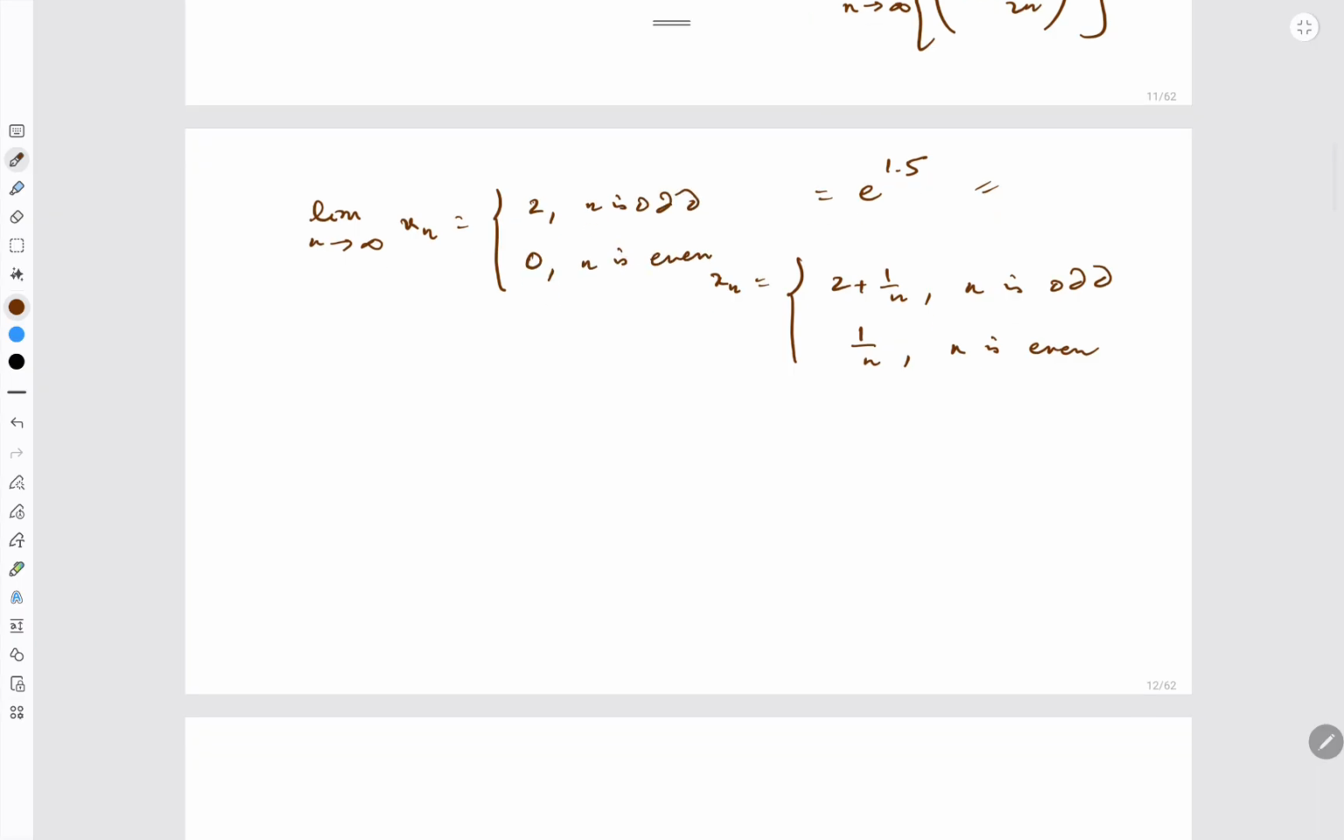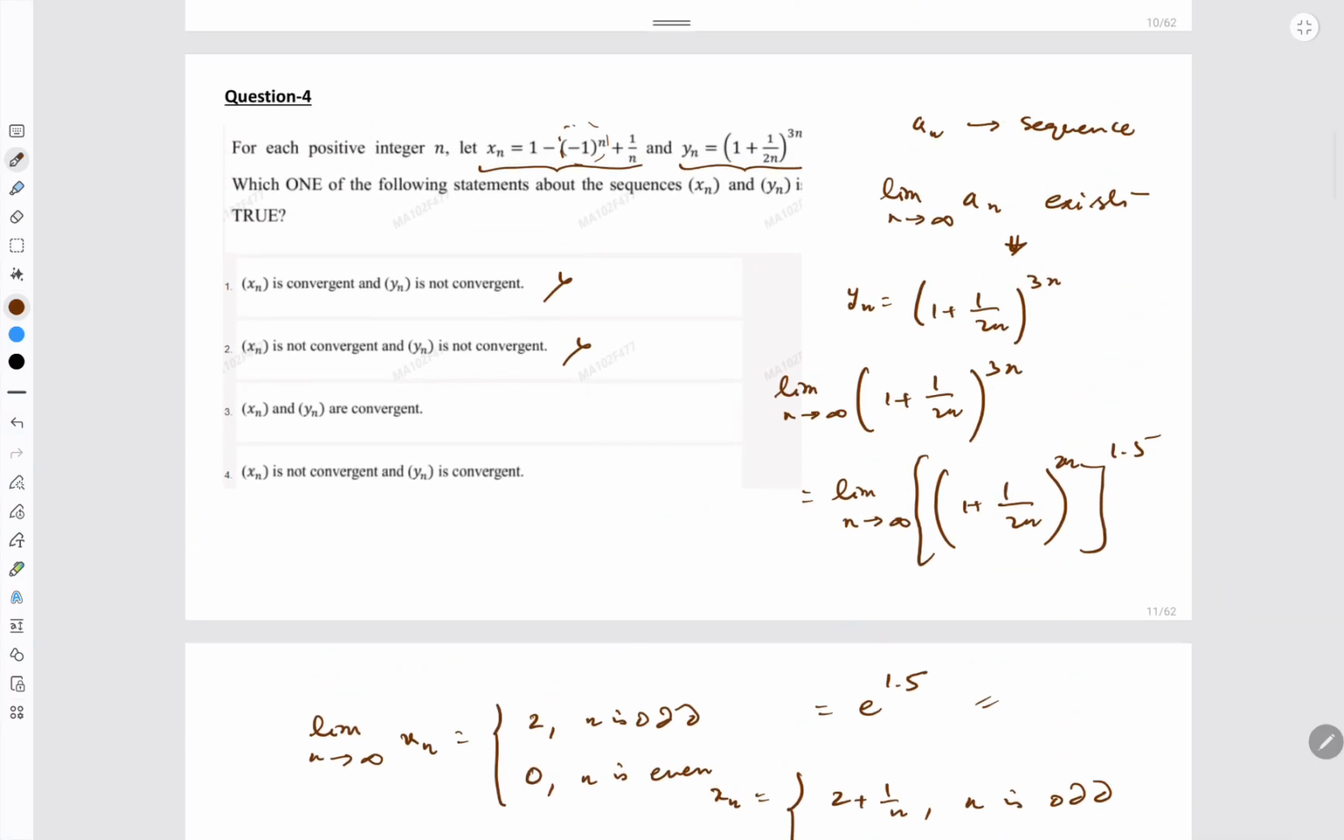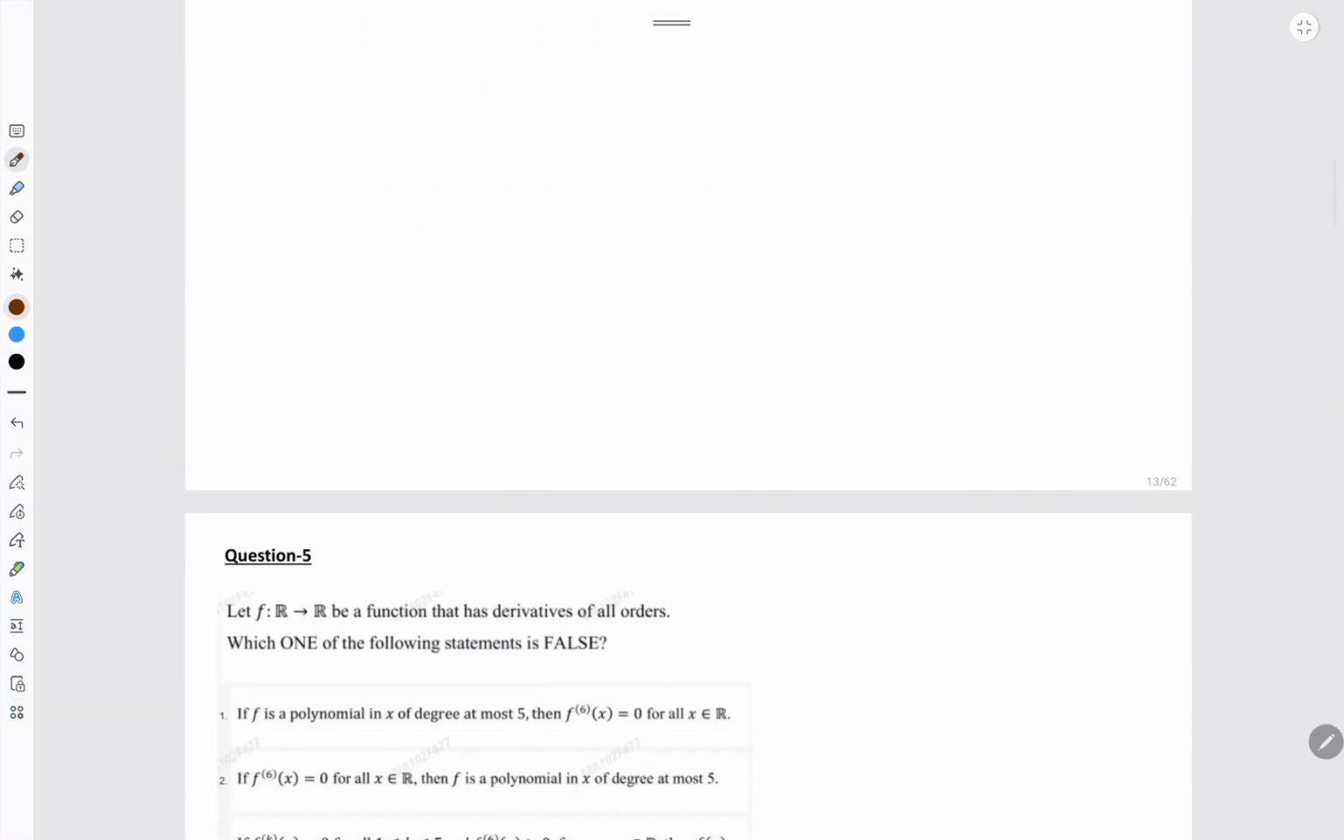So the limit does not exist because we are oscillating between two values, right? So the limit does not exist, that is why xn will not be convergent, but yn is convergent. So option 4 will be our correct option, right?